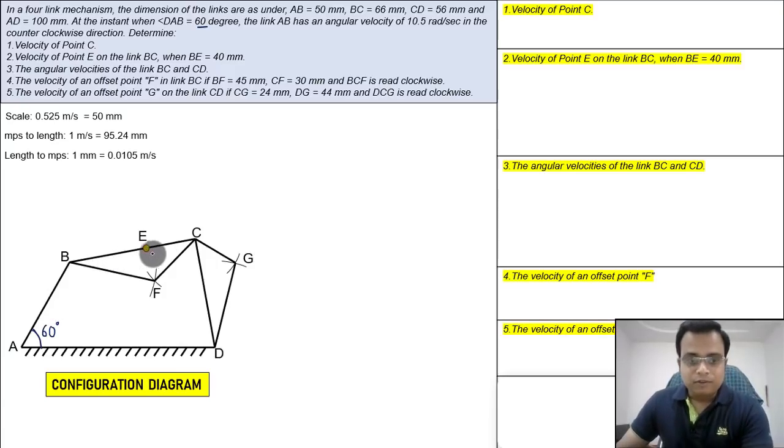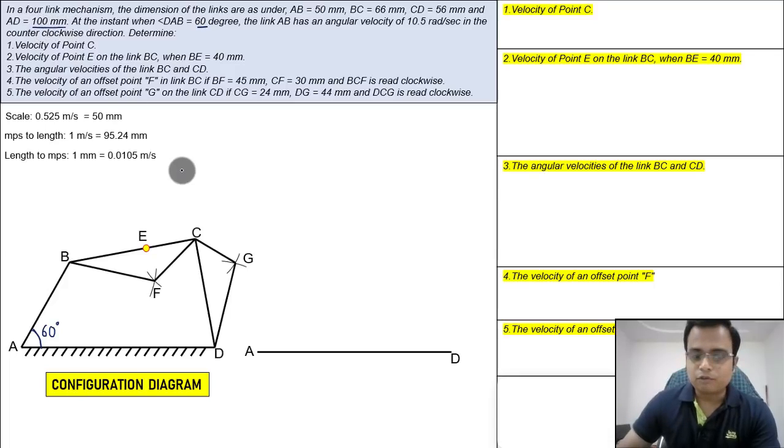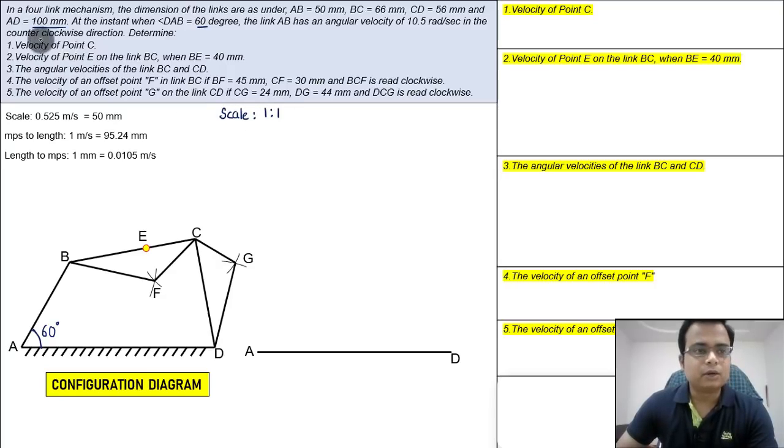So here we go. What we'll do initially, I'm going to draw this, and this is nothing but AD. AD has been given to us as 100 millimeters. Now for this configuration diagram also you can take a scale, and the scale that I have taken is the full scale, 1:1. Don't worry, take all these dimensions, and they will fit in properly and take very little space on an A4 size piece of paper. These dimensions are very small and very comfortably they'll fit in. Then we have this point A and this point D, and then just make this sign. This is the grounded sign, just to ensure that this link has been fixed.